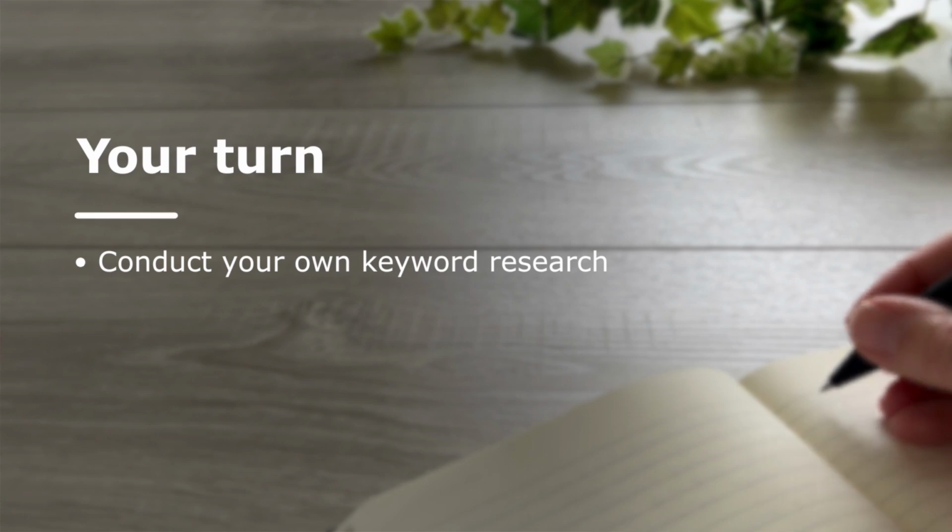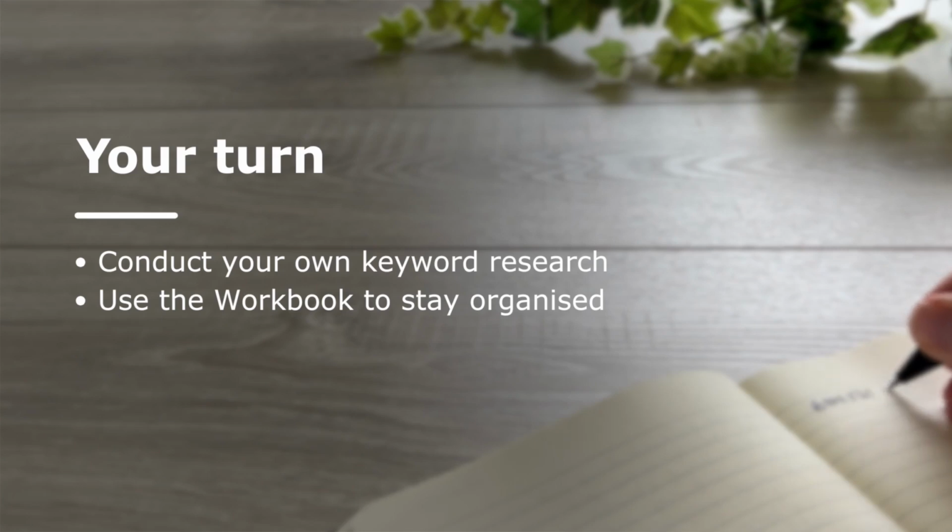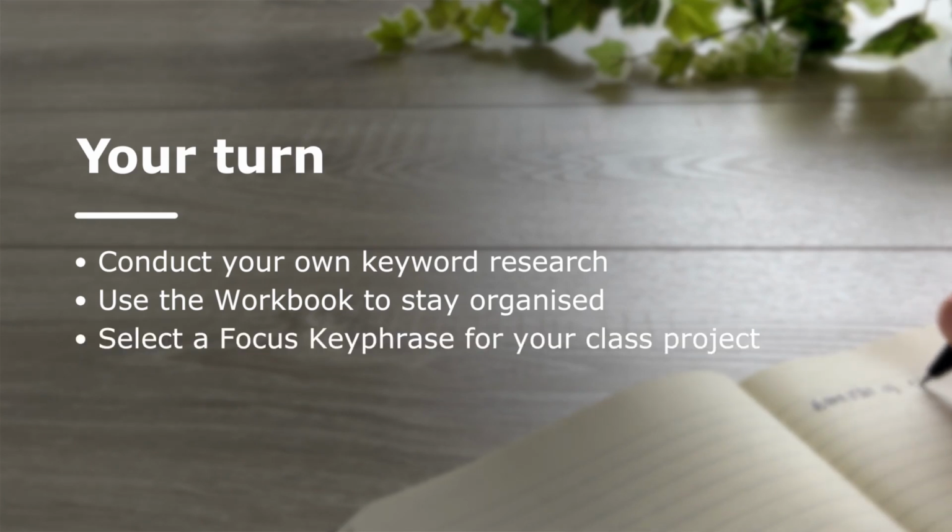Before you move on to the next lesson, carry out your own keyword research using the three-stage approach in this lesson. Use the workbook as a guide to help organise and document your findings. Select a focus key phrase that you aim to target in your class project blog post. This key phrase should resonate with your brand, be something your audience is searching for, and have potential for ranking well in search results. In the next lesson, we'll zoom right in on our focus key phrase and use it to define the audience, message, purpose, and approach for our blog post.